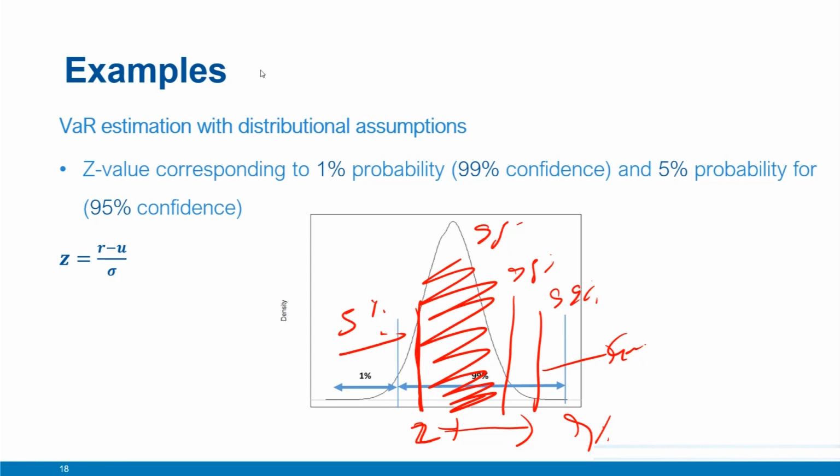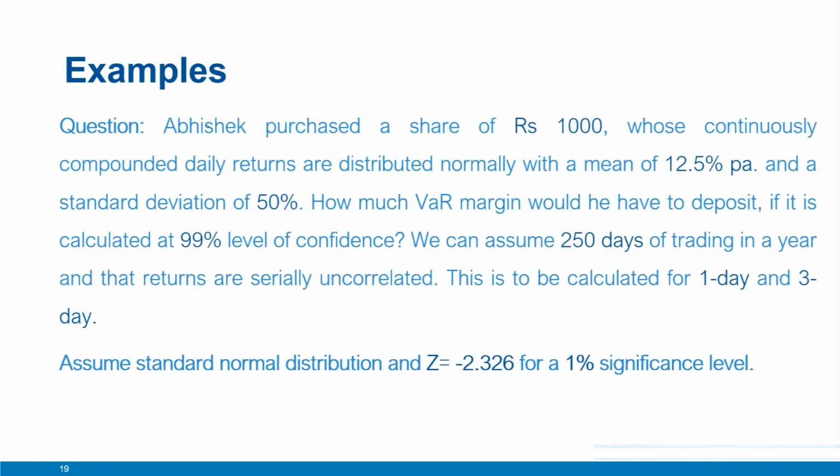So now let's start with our numerical example. The example is as follows. Abhishek purchased a share of 1000 rupees where continuously compounded daily returns are distributed with a mean of 12.5% per annum. So this 12.5% is per annum, and we need to convert it back to the daily level, and a standard deviation also of 50% per annum. So we'll convert this back as well at the daily level.